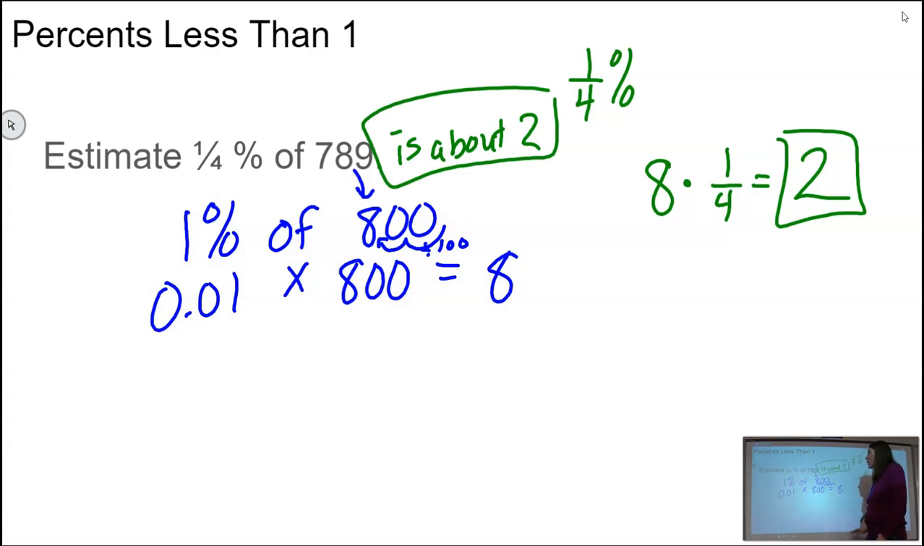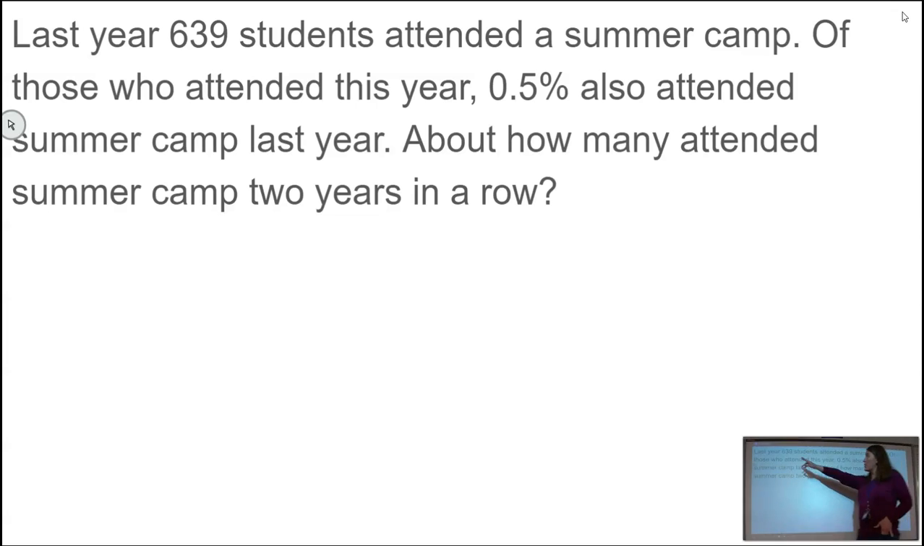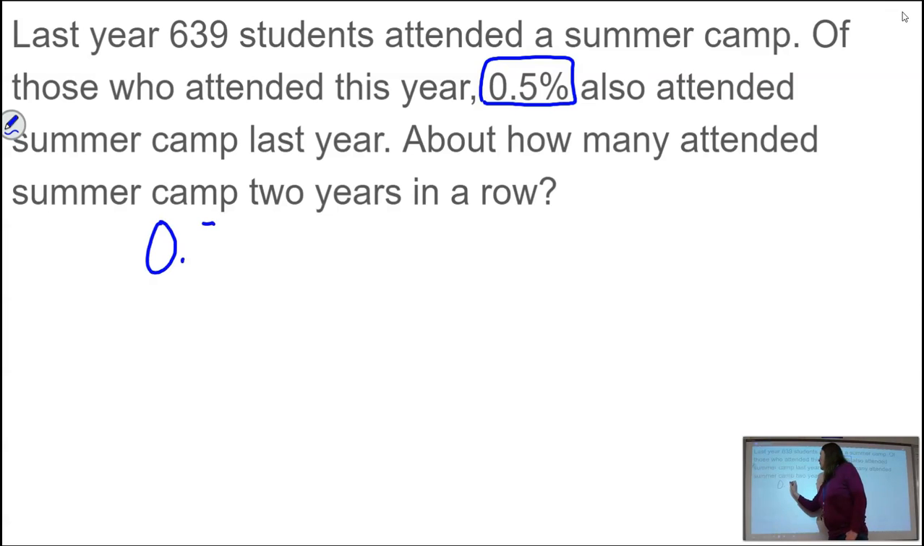Okay. Our final question. So last year, 639 students attended the summer camp. Of those who attended this year, 0.5% also attended summer camp last year. About how many students attended summer camp 2 years in a row? So what we need to do is we need to find 0.5% of the 639.